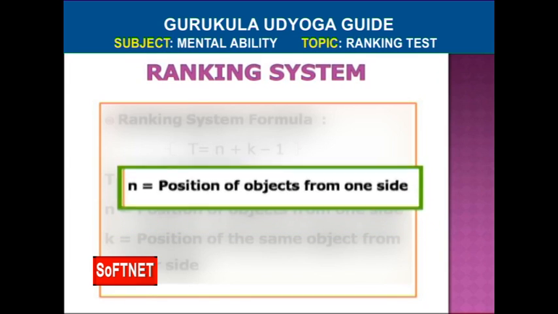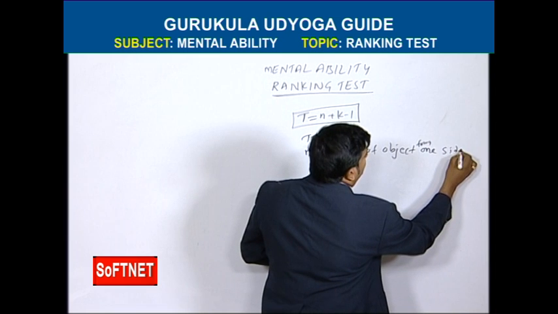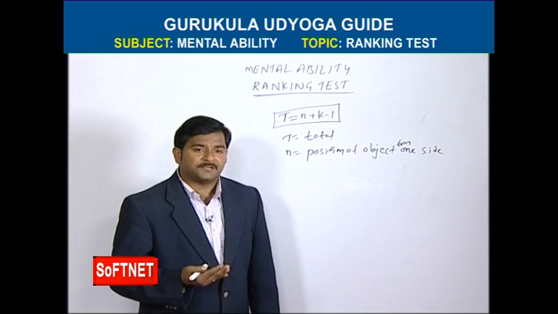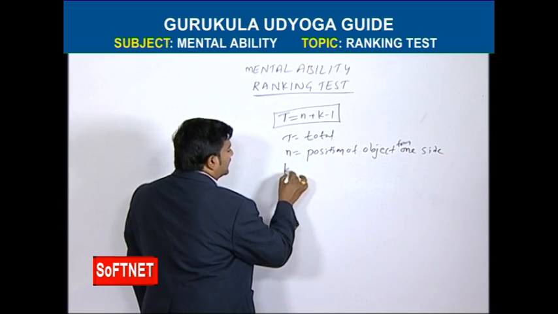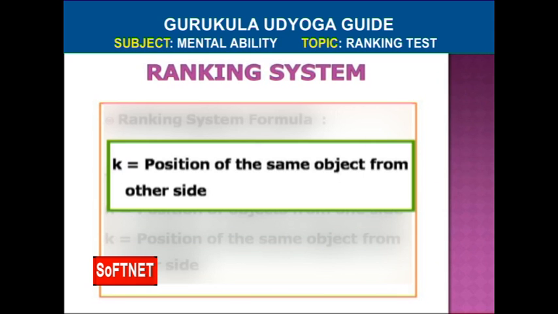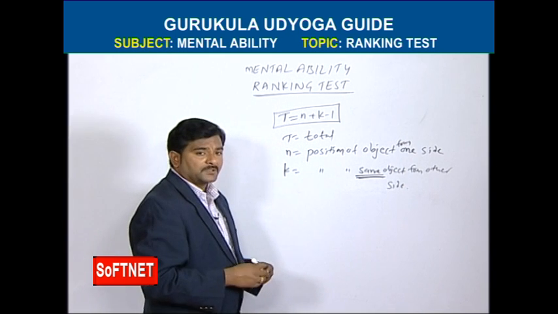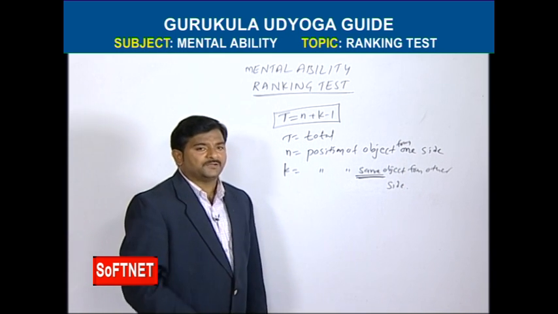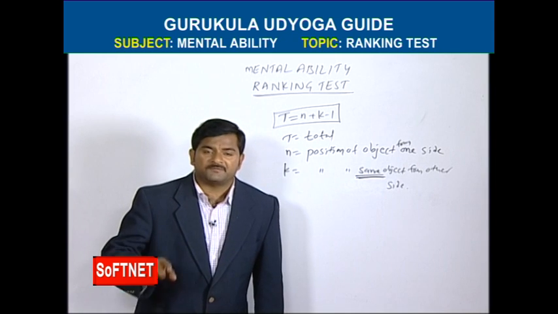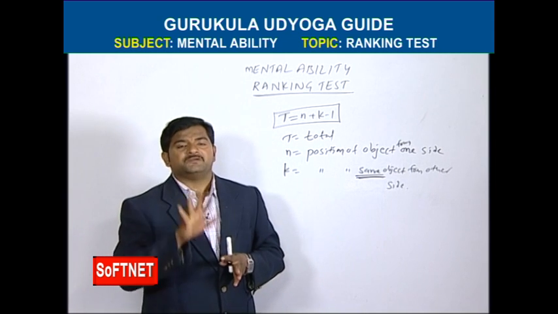Remember, n is the position of the object from one side. I repeat, n is equal to the position of the object from one side. Now k means the position of the same object from the other side. Here the same object is mandatory. If you give some other object from the right side, we cannot use that formula. That formula can be used only when the position of the same object is given from either side.